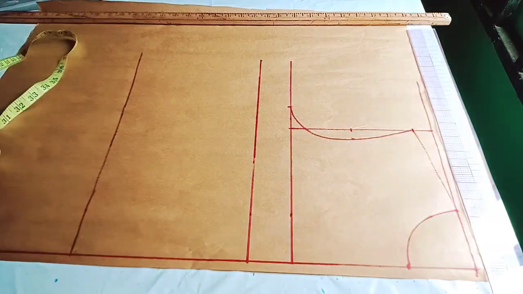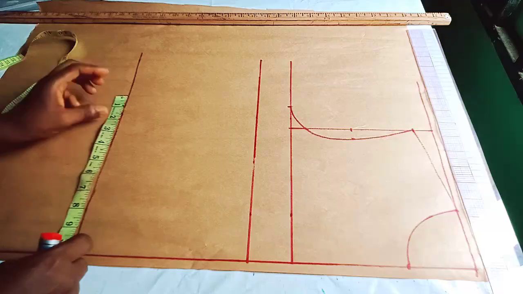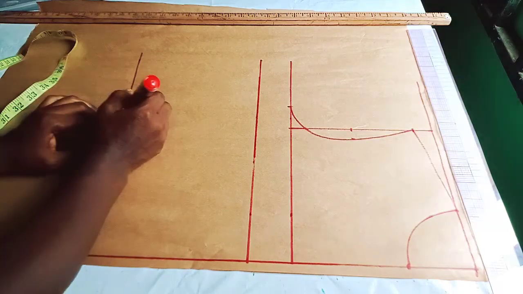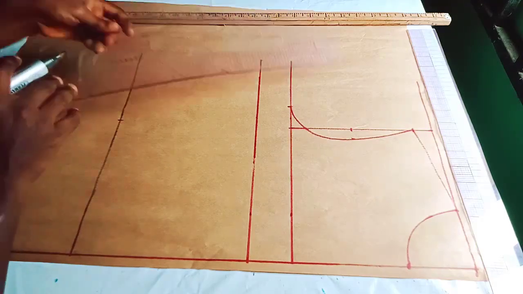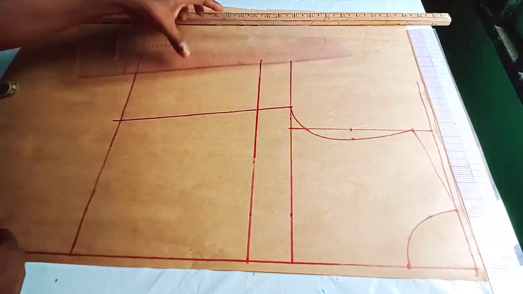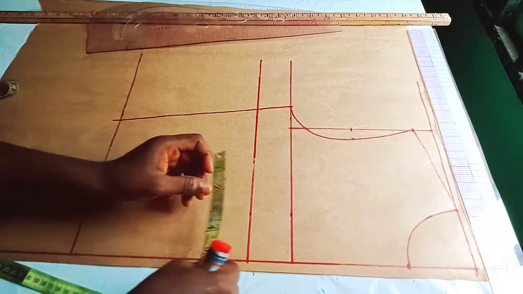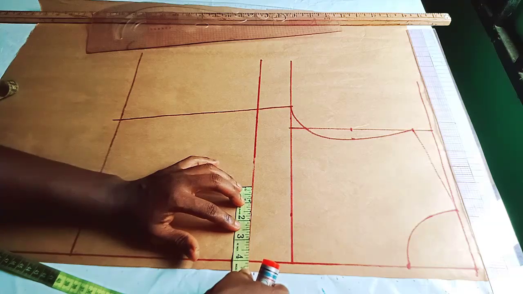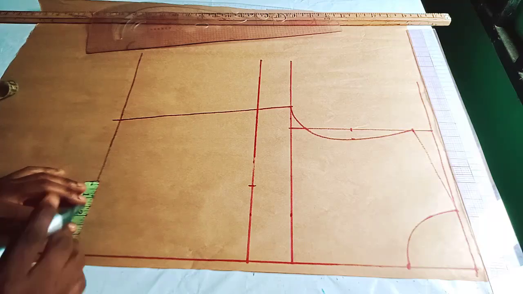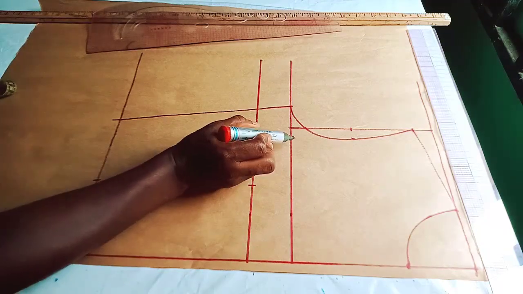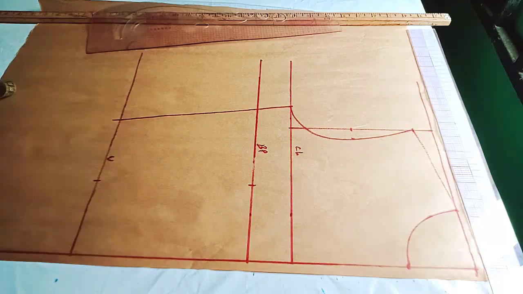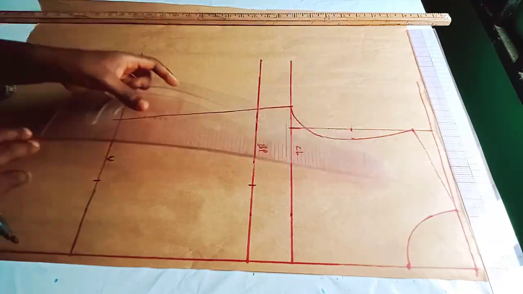We're going to take our waist measurement, which is 33 divided by 4 will give us 8.25 inches. Then I'm going to connect it to the chest line. We're going to take our bust span, which is 8 inches divided by 2 will give us 4 inches. Please do not forget chest line, bust point, waistline. Then I'm going to connect it.